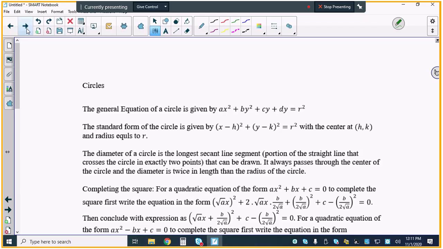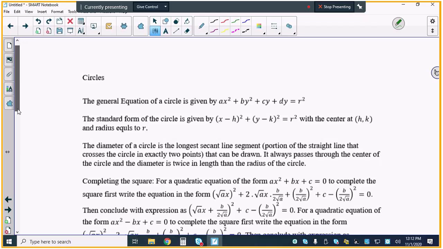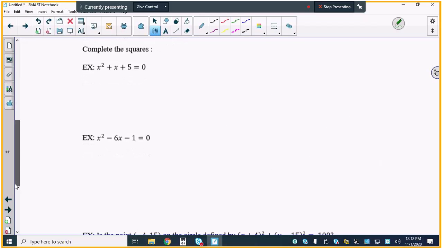The diameter of the circle is the longest secant line segment, a portion of a straight line that crosses the circle in exactly 2 points, that can be drawn. It always passes through the center of the circle and the diameter is twice the length of the radius of the circle. So let's work on some completing the square first.